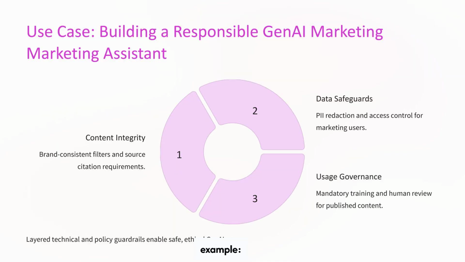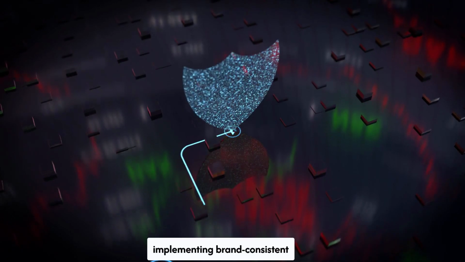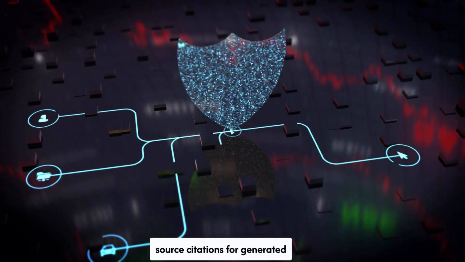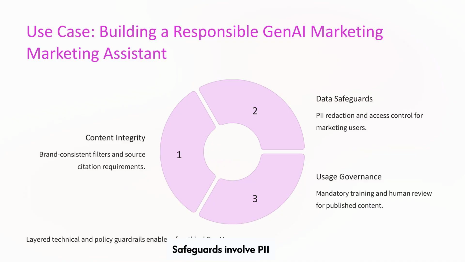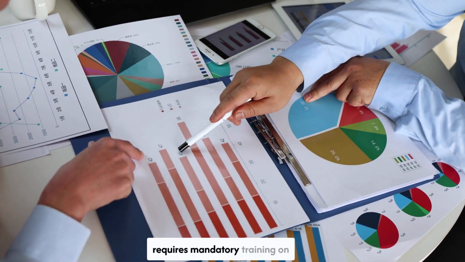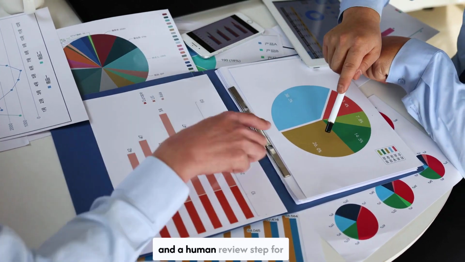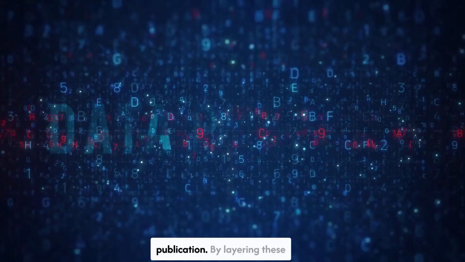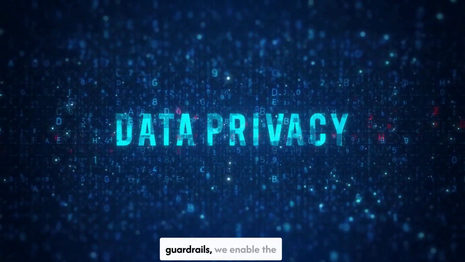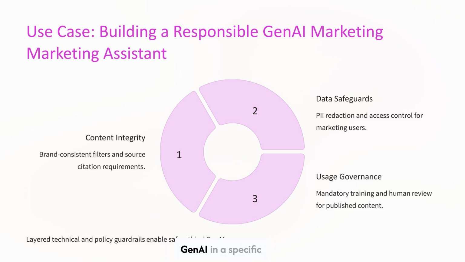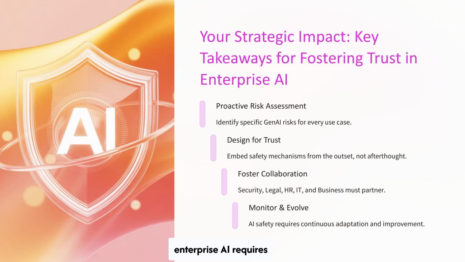Let's consider a practical example: building a responsible Gen AI marketing assistant. Applying our pillars, content integrity means implementing brand-consistent filters and requiring source citations for generated content. Data safeguards involve PII redaction from customer data, used for personalization, and strict access control for marketing users. Usage governance requires mandatory training on marketing compliance and a human review step for all content before publication. By layering these technical and policy guardrails, we enable the safe and ethical use of Gen AI in a specific business function.